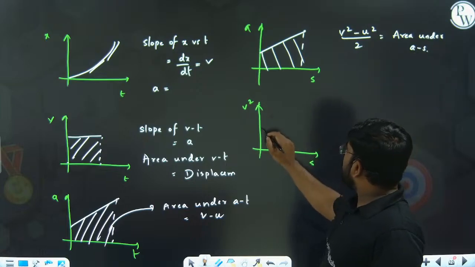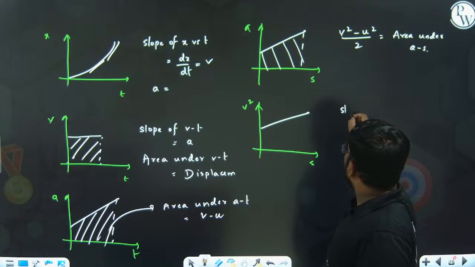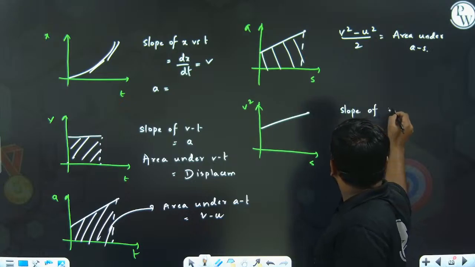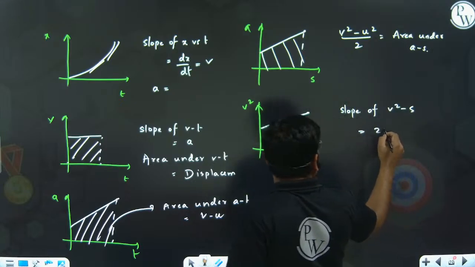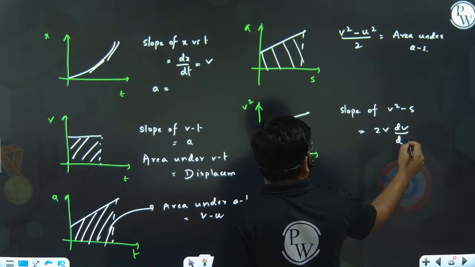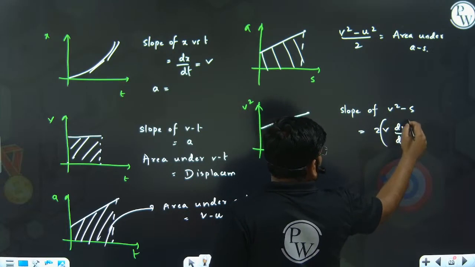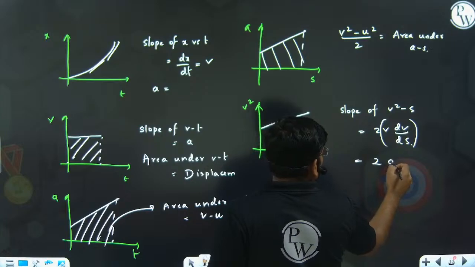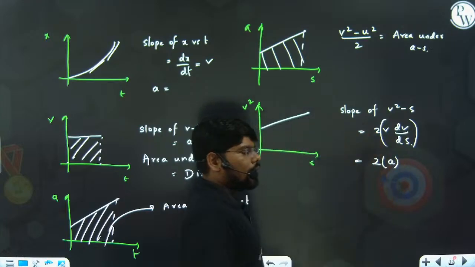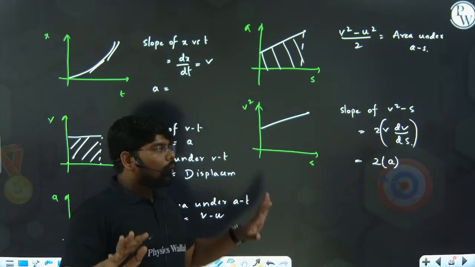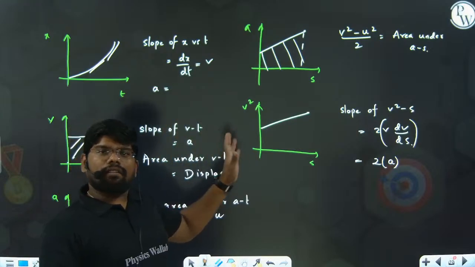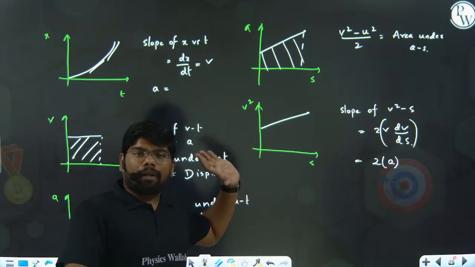And if a v square-s graph is there, the slope of the v square-s graph is nothing but 2v dv by ds, again differentiation. So you see this part is what? Acceleration. So 2 times acceleration is equal to the slope of the v square-s graph. This is it. These are the graphs. Only 5 graphs are there. If you understand this, any question on graphs from kinematics is done.